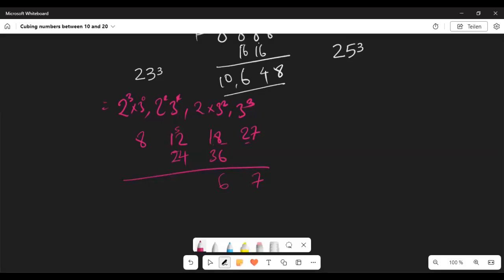will give you 41. So we have 1 and we have 4. This is going to give us 12. So 12,167 is our answer there.